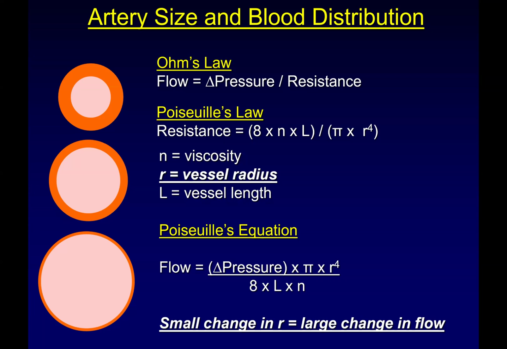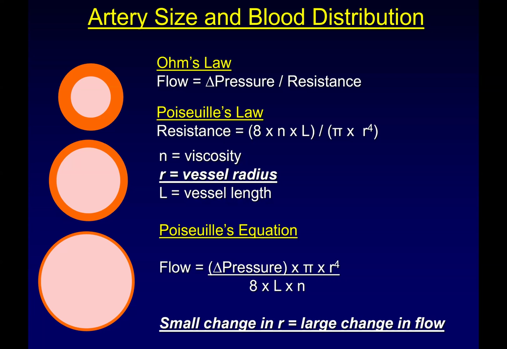The denominator is pi multiplied, because it's a circle, by the radius to the 4th power. Pi doesn't change. So in Poiseuille's law, the only thing that we can change that matters is the radius of the arteriole. And because it's to the 4th power, we don't have to change it very much, and we can get giant changes in resistance.